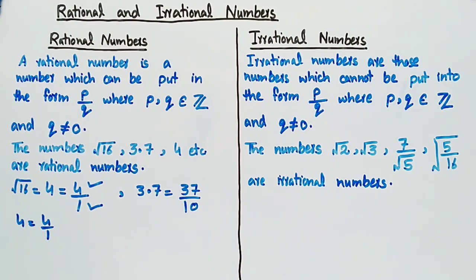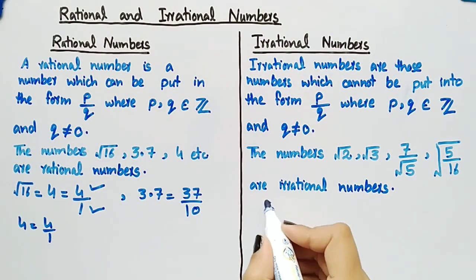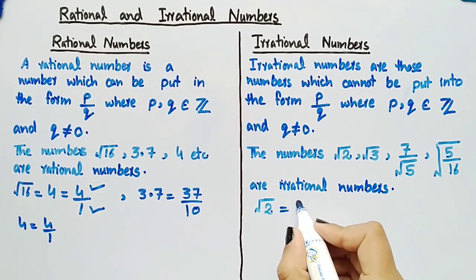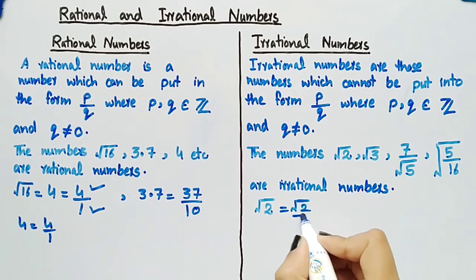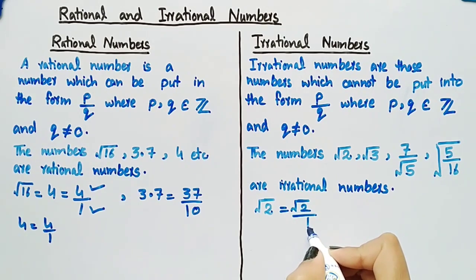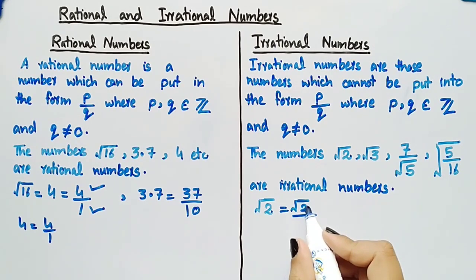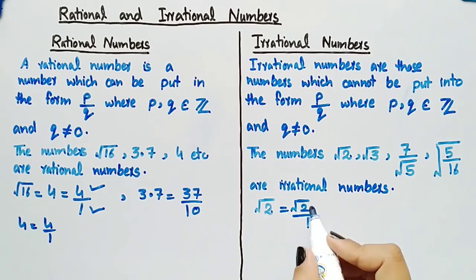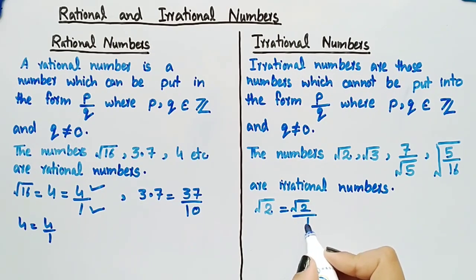For example, if we take square root 2, we know that square root 2 can be written as square root 2 divided by 1. From here we can clearly see that 1 is an integer but square root 2 is not an integer. So the number square root 2 is an irrational number, because in case of rational numbers, both numerator and denominator should be from the set of integers and the denominator should not be equal to 0.